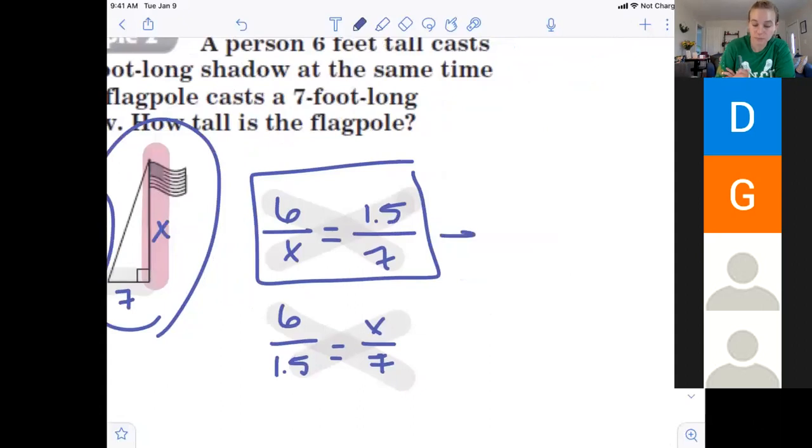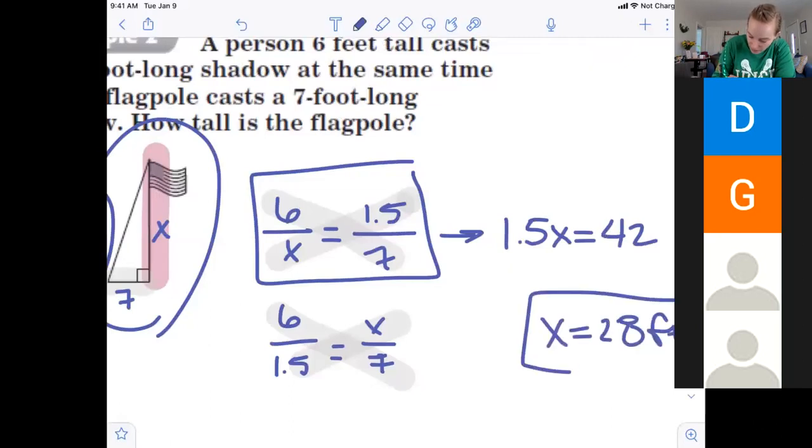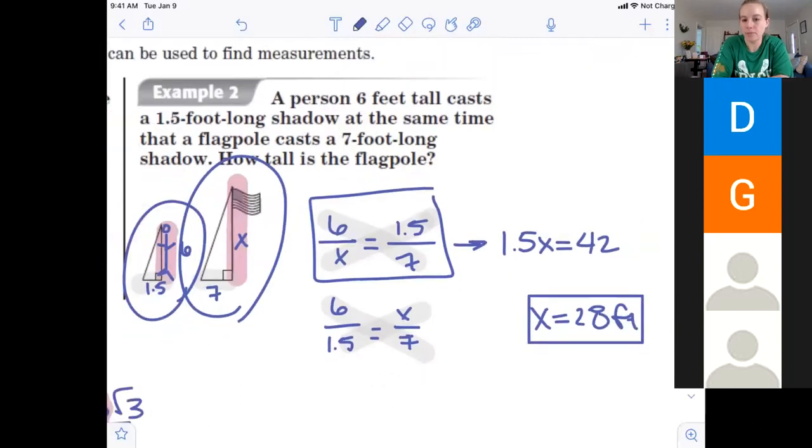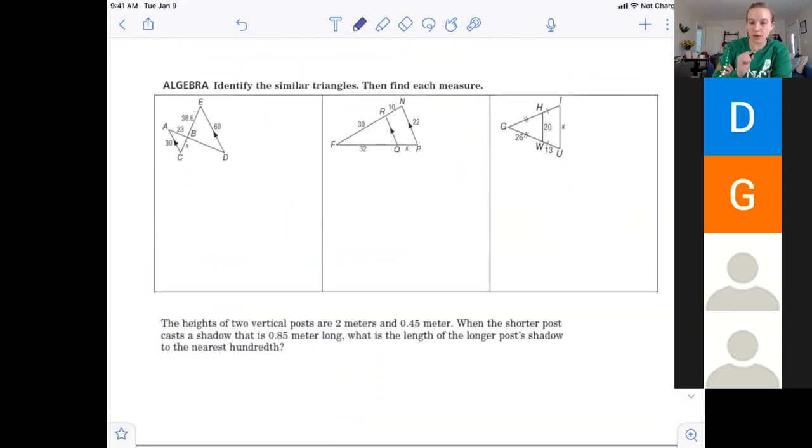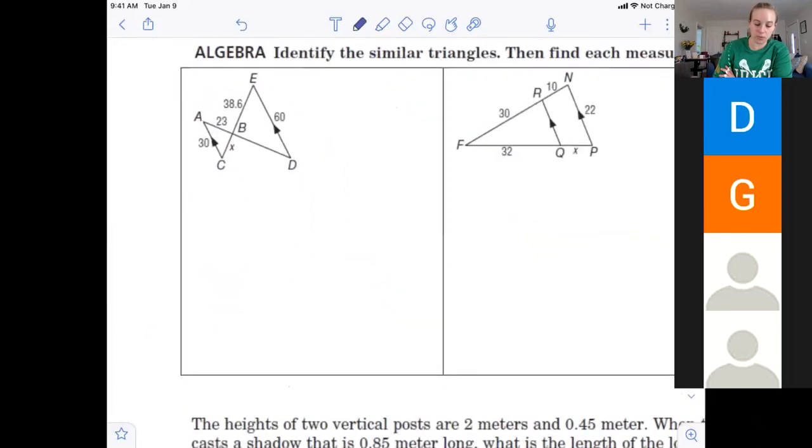Technically, it still works. So I'm going to do 1.5 times x, which is 1.5x, and then 6 times 7, which is 42. And then when I divide those two, I believe I get x equals 28. So it's a 28-foot flagpole. Okay, any questions so far? All right, I want to do 2 more problems and we'll do the rest of them in class on Wednesday. I'm going to do these 2 before we leave.